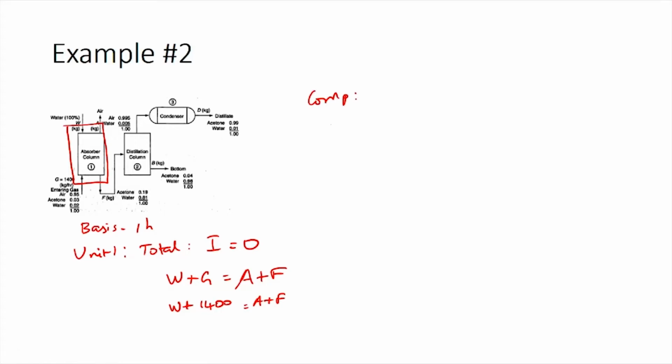Let us start with the component balance for air. The component balance for air would be 0.95 times G is equal to 0.995 times A. Air is entering through the gas phase which is G and leaving only through A. So, this is the equation we start with. Using this equation we can calculate A, the mass of air leaving the system, as 1336.7 kilograms. We already know G as 1400, so substituting for G we can calculate A.